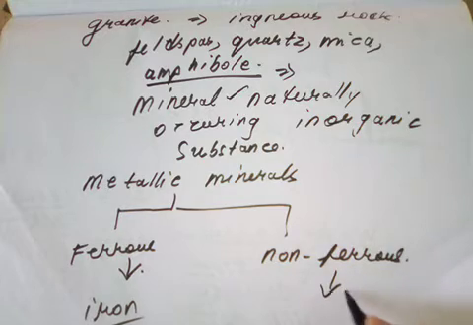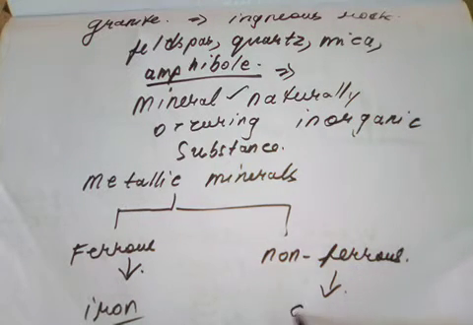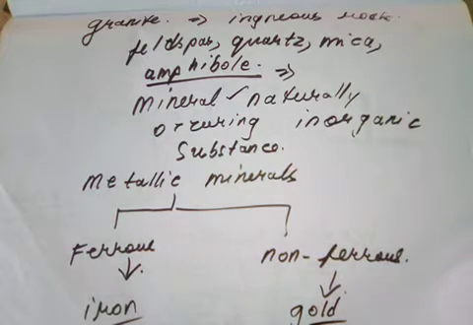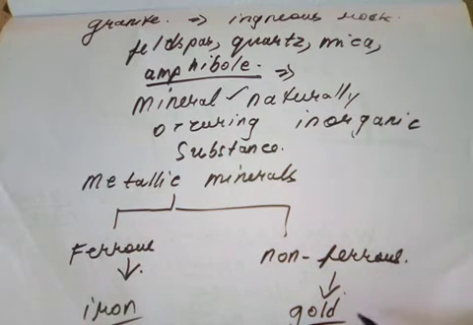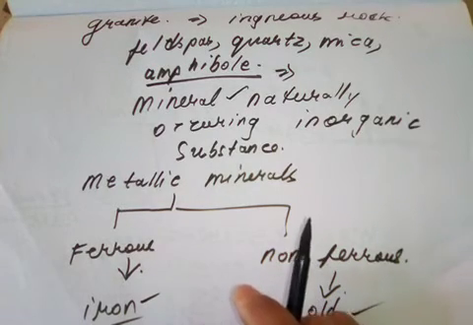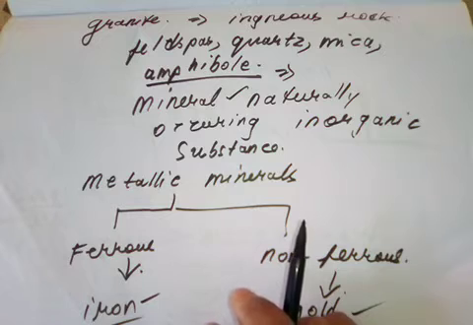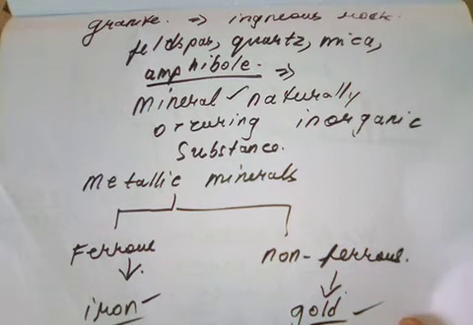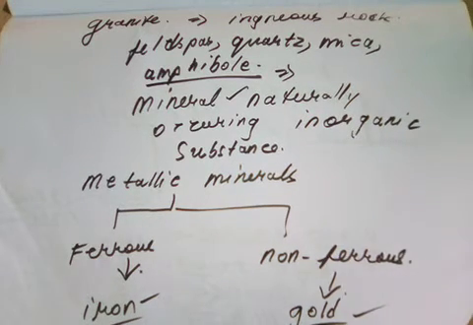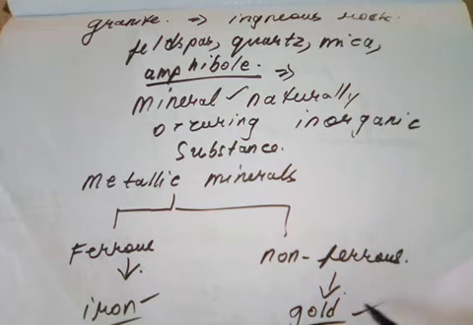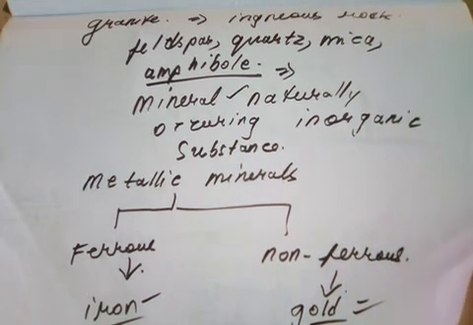Non-ferrous means any mineral that contains a metal but not iron, like gold. Why? Because gold doesn't catch rust, iron catches rust. These minerals contain metals such as copper, silver, nickel, and cobalt. So the jewelry that women wear, made of gold, is non-ferrous.